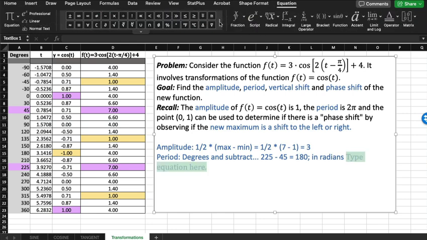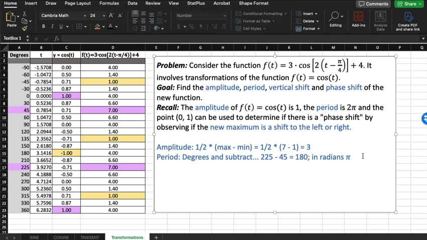So I'm going to go ahead and use my equation, insert an equation here. You can also insert just a symbol, and that's just the number pi. So the period is pi. Let's talk about the vertical shift.